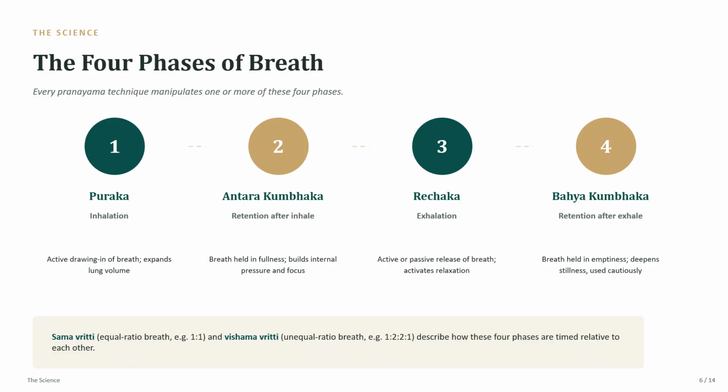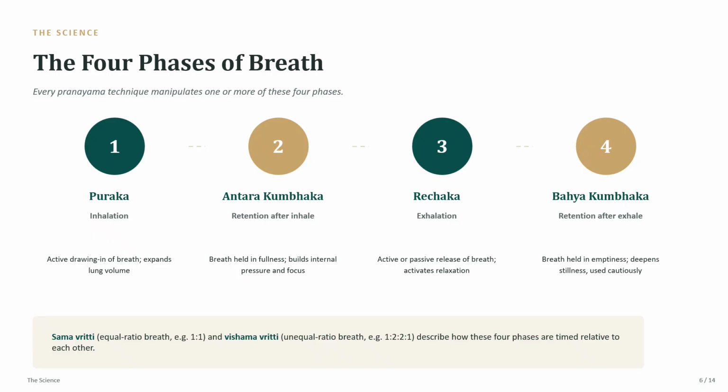Puraka means inhalation. It's the breath which you draw inside through your nose, and it expands the lung volume. Antara kumbhaka is the retention of your breath. After you inhale, you hold the breath for a few moments, and that builds pressure inside your lungs, and also it strengthens your lungs to take in more oxygen.